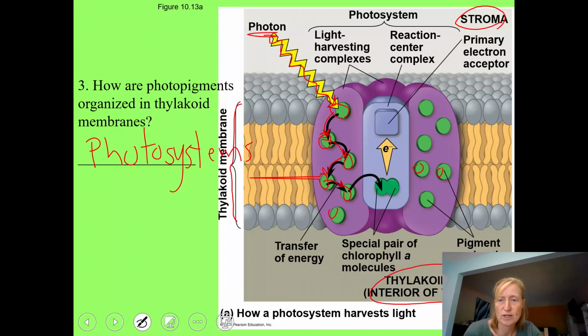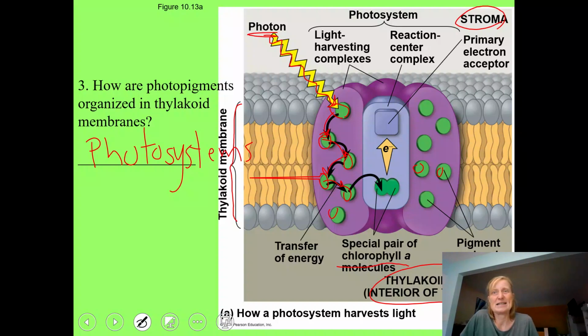The reaction center is shown here in this indigo blue color. The reaction center is where we've got a pair of chlorophyll A molecules. We call them the reaction center chlorophyll A molecules. They're sitting in the middle of this photosystem, and they receive this transfer of energy from sunlight. And when they receive it, they react. What happens when they receive energy? When they receive packets of energy called photons, they get excited. This excites electrons in this special pair of chlorophyll A molecules.